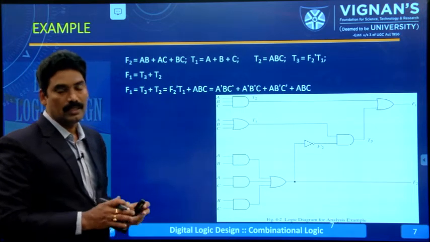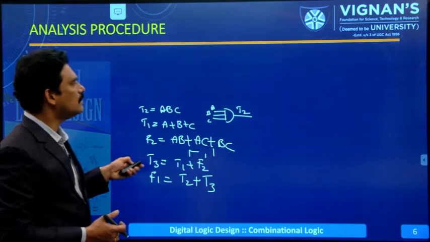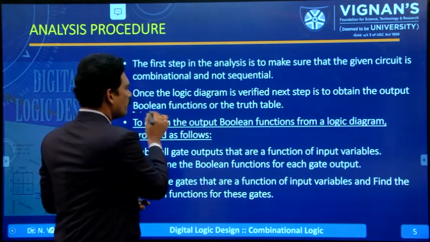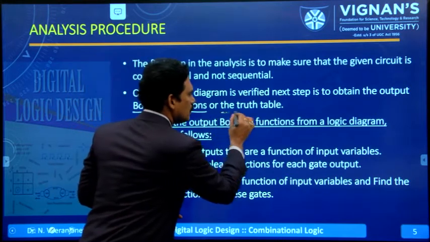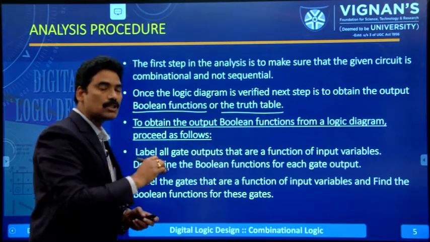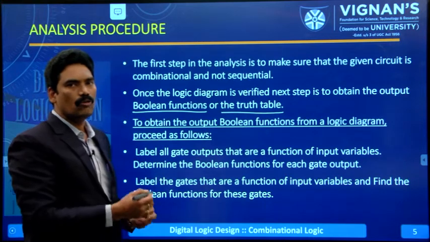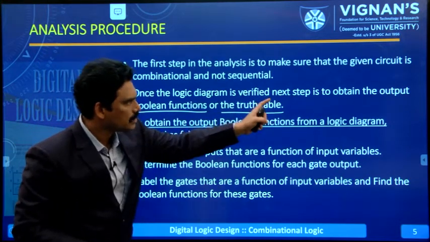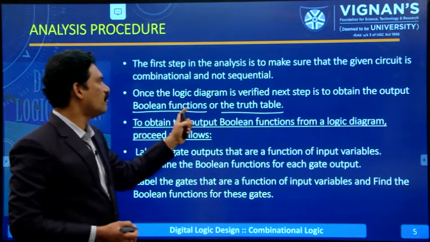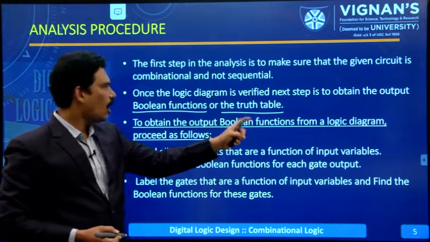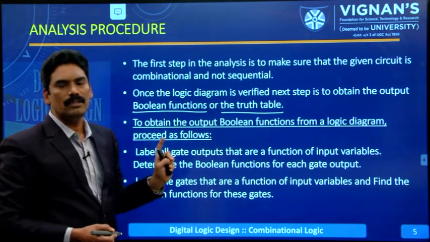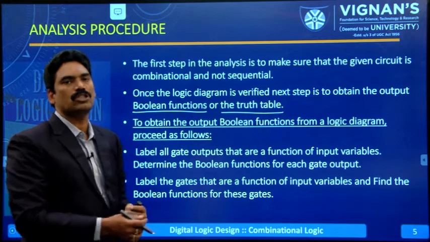So, this is fine. And what is the next method here? In this we have mentioned two: output Boolean functions, and another one, the truth table. By using the truth table we have to find. Once the logic diagram is verified, the next step is to obtain output Boolean functions or the truth table. Output Boolean functions are done, so we are going to draw the truth table for that.